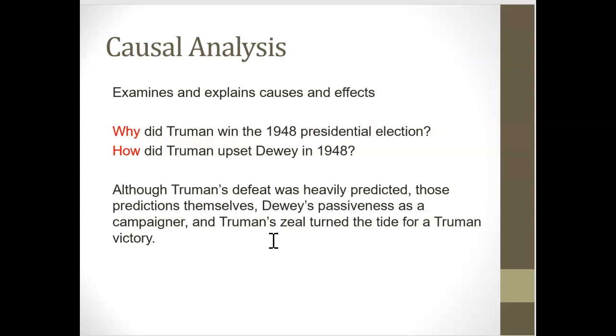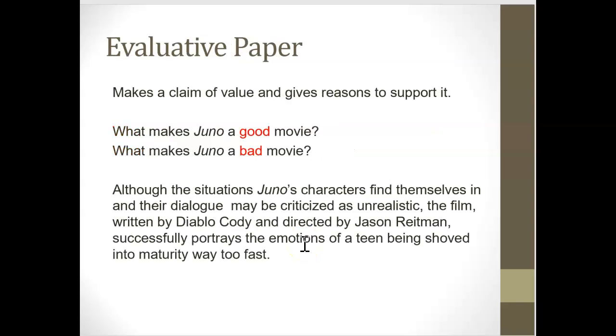How did he do it? Why did Truman win? Well, it turns out to be the predictions themselves, Dewey's passiveness, Truman's zeal as a candidate. Those are what led to his victory. So we would call those the major divisions of the paper. More about that in a minute.